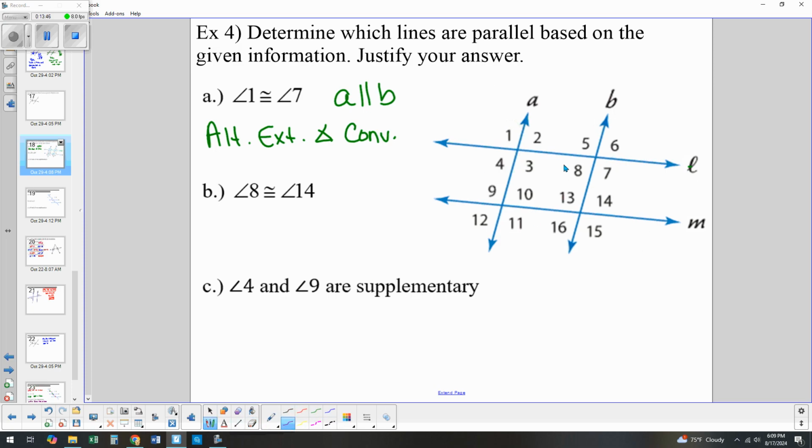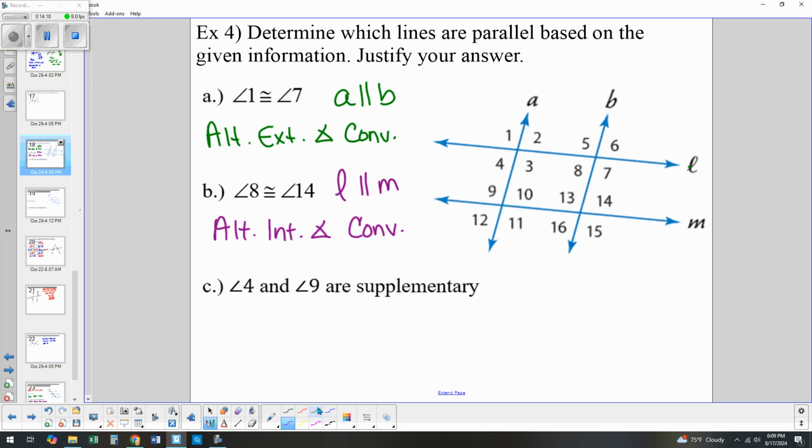Next problem is 8 and 14. These also share a line. They're both on line B. So we can say that the remaining two lines that are left to be parallel, L and M, are the ones that are parallel. They're between L and M, so that means it's going to be an interior, and they're on opposite sides. So that will be alternate interior angle converse.